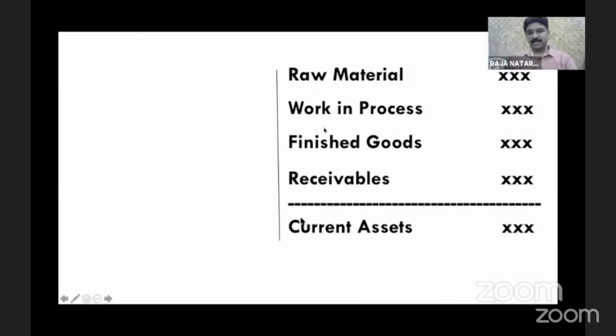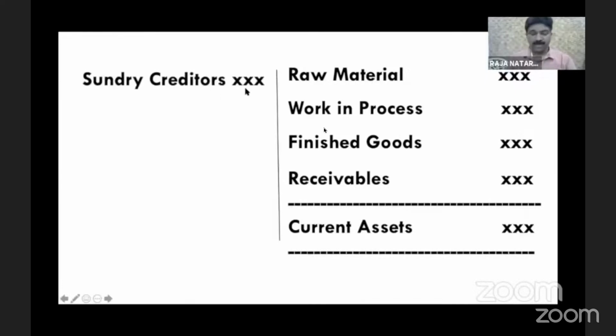But for creating these current assets, I need sources. I need money. From where can I get funds for creating these assets? Maybe for raw material, I can go and ask my supplier, please give me raw material today, I will pay you on the 30th day, like you giving credit to your customer. So the raw material can be funded by suppliers. I've just classified it as sundry creditors. Similarly, work in progress, finished goods, receivables, where my money is getting locked, right?